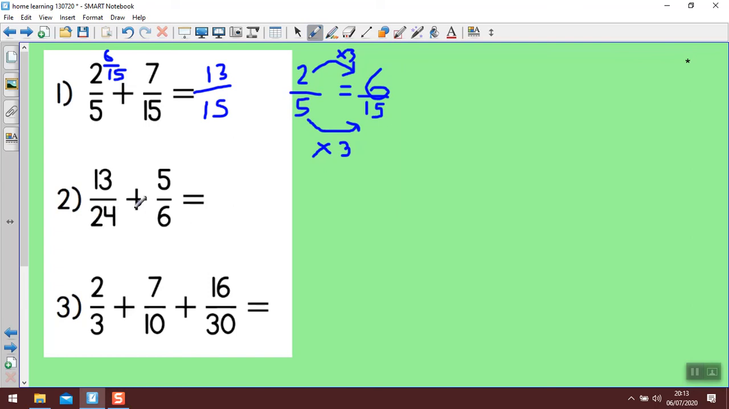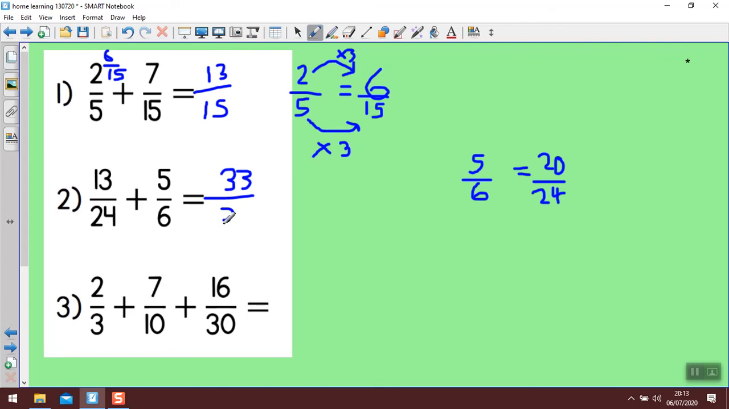Okay, so looking at the denominators here, is there a relationship? Yes. If I did my 6 times table, I would get 24. So I can find an equivalent fraction for 5 sixths so that it's equivalent to a fraction over 24. What do I multiply the 6 by to get 24? I multiply it by 4. So I multiply my 5 by 4 and I get 20. So 5 sixths is the same as 20 24ths. So I can now do 13 24ths add 20 24ths.